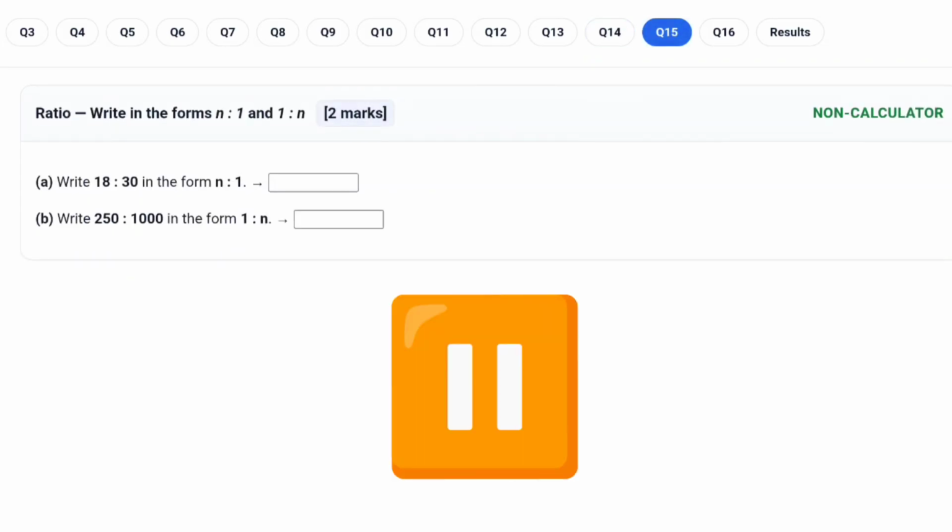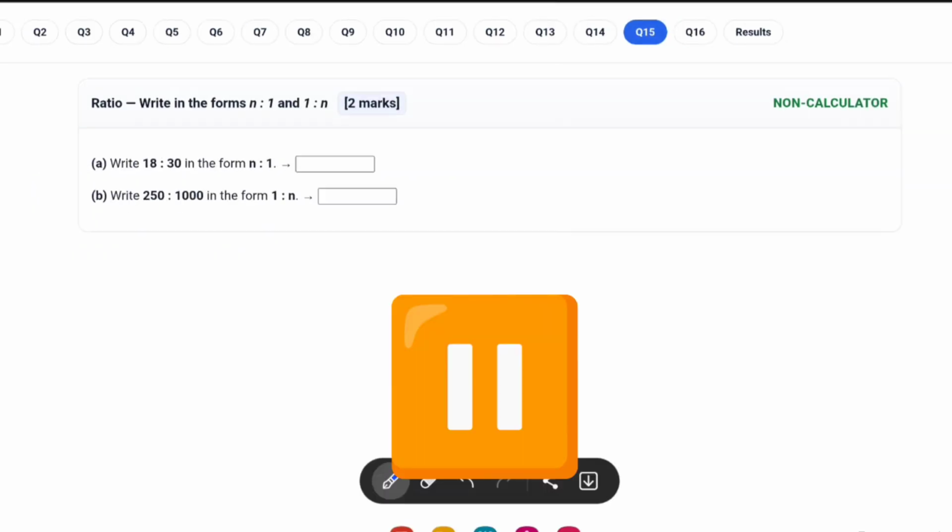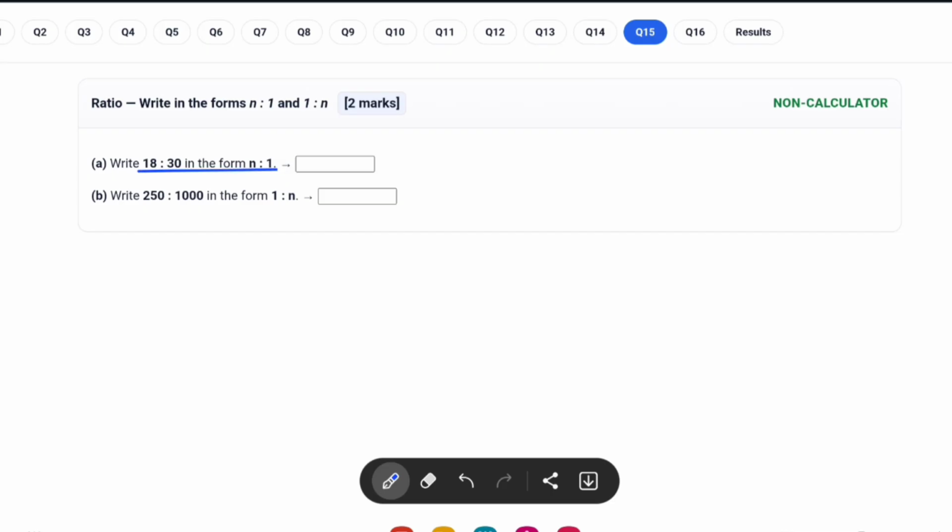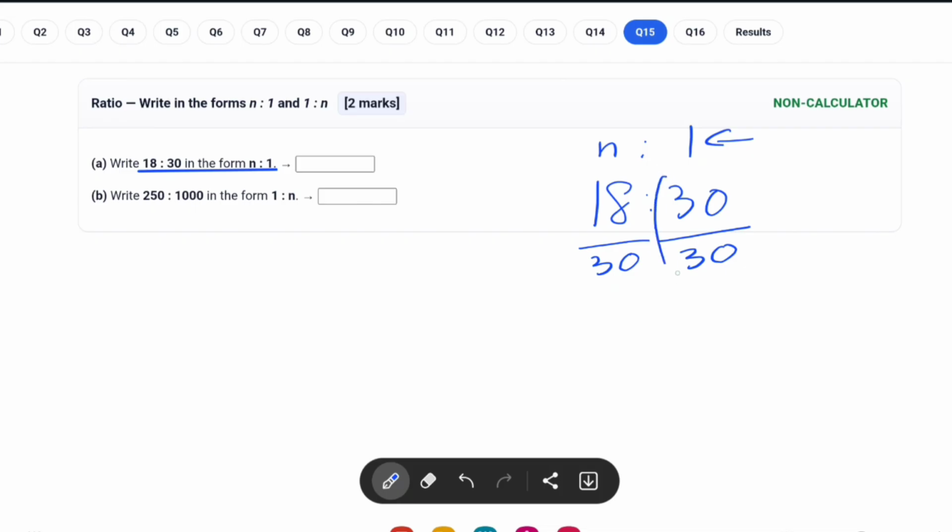Stop the video here for question 15. Question 15 is based on ratio and on the form n to 1 or 1 to n. In these questions, one of the numbers is going to be the 1 and the other number is going to be n. And wherever is the number that has the 1 on the top, you're going to need to make a fraction, putting that number on the bottom of both numbers. So in this case, 30 over 30 equal to 1 because it's a whole thing.